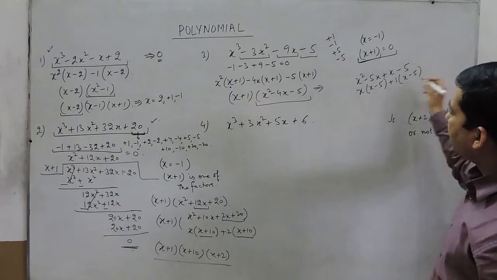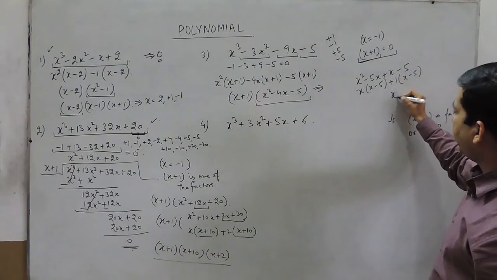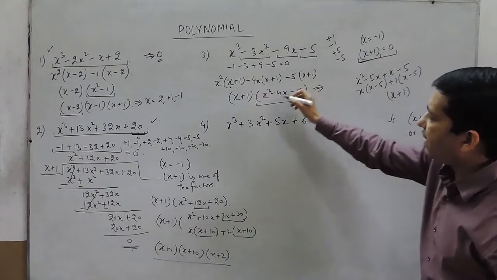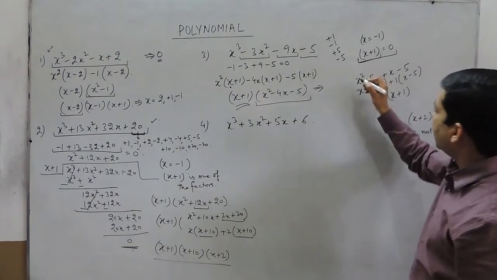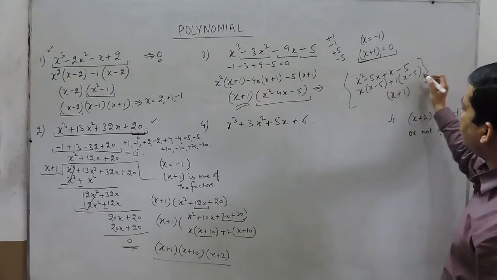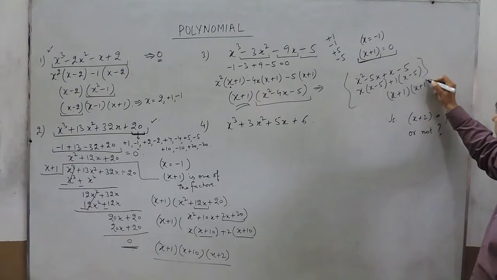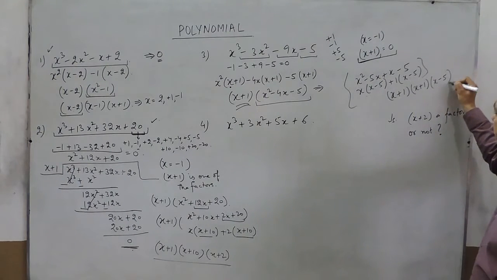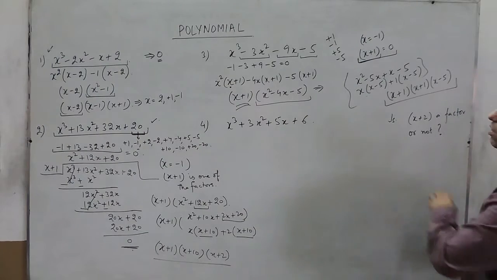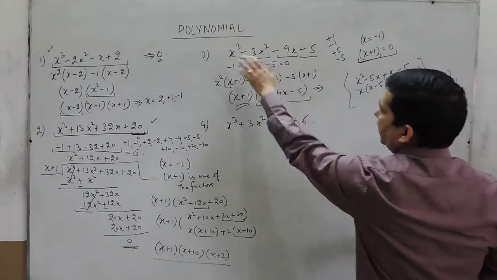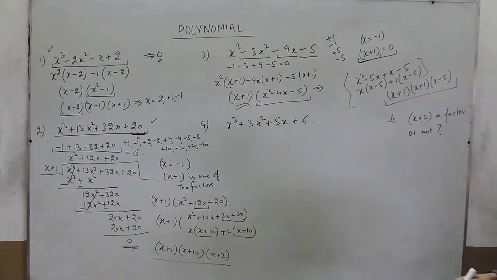So the overall factorization comes out to be x plus 1 as one of the factors, which is already there. Then the remaining is converted into 2 factors. One is x plus 1 and another factor is x minus 5. So these are all the 3 factors which are there in this particular polynomial.